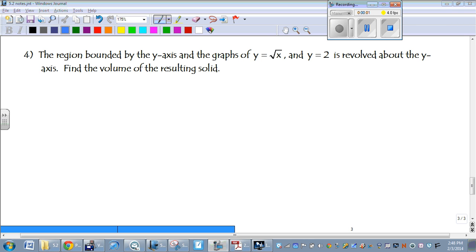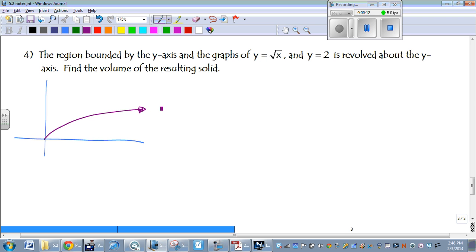In number 4, we're dealing with the same graph from before, y equals square root of x, but we have a different scenario, some different graphs to go along with it. So we have our square root of x, half of a sideways parabola, and y equals 2. So we're going to have y equals 2, that horizontal line, along with the y-axis. So the region that we're looking at this time is right in here.